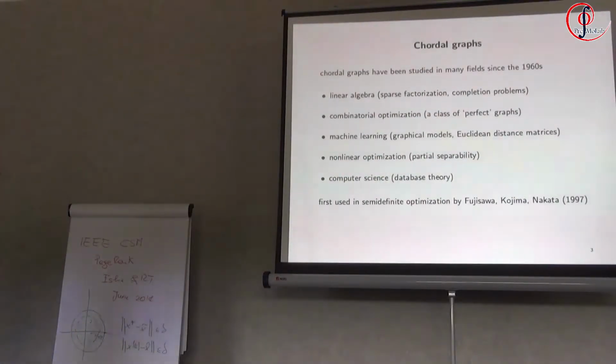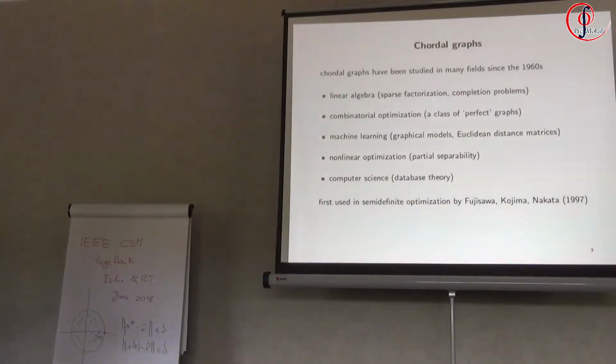So that's semi-definite programming. Chordal graphs are a type of graphs that have been studied since the late 50s or the 1960s at least. They have been studied in many different areas, often under different names and independently, and some of the results have been reinvented or rediscovered several times. In linear algebra, they appear in sparse factorization algorithms. Chordal sparsity patterns, or Chordal graphs, describe the sparsity pattern of matrices that can be factored without fill by Cholesky factorization. They also appear in completion problems, as we'll see.